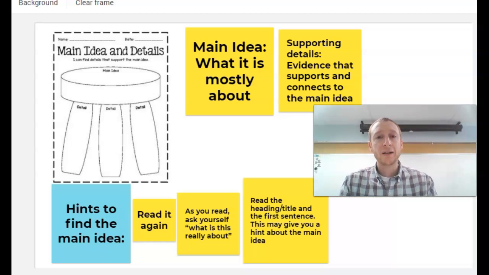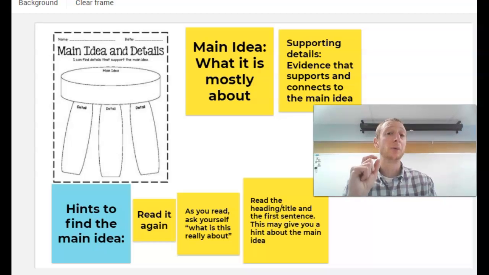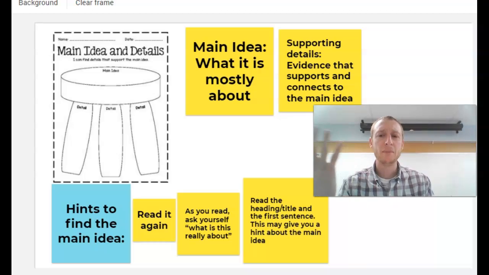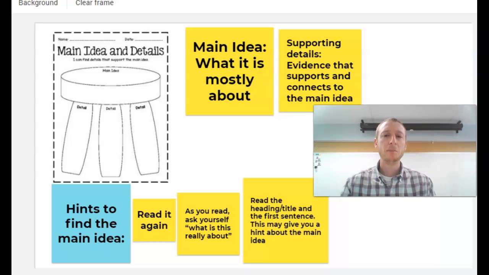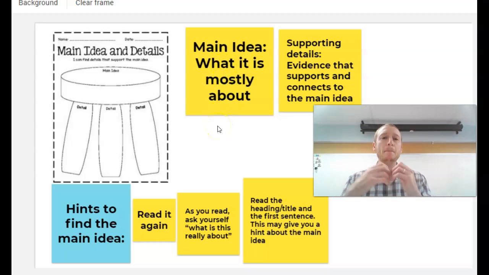Today we are going to practice a really important skill, and that is the ability to figure out the main idea of an article, a story, a movie, and also be able to pick out some details that support that main idea. Okay, so first of all, what do I mean when I say main idea? Well, the main idea is really just what it's mostly about, right? What is this book mostly about? This movie, this video, this article, this TV show? In a sentence or less, what is this mostly about?